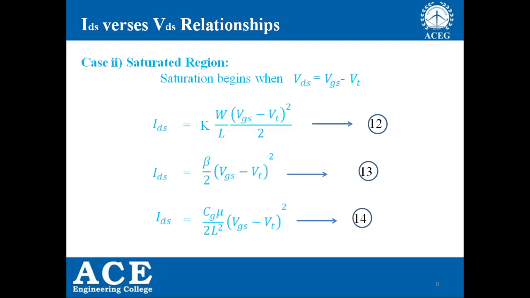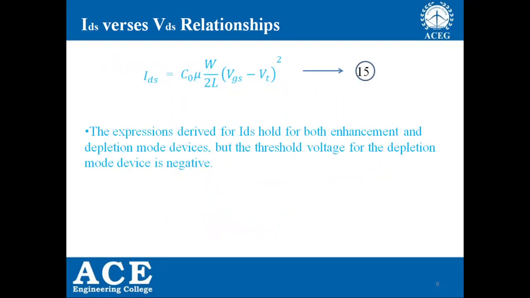So, we will be having IDS equal to K into W by L into (VGS minus VT) whole square by 2. That means IDS in terms of K in saturation region, and IDS equal to beta by 2 into (VGS minus VT) whole square, and IDS equal to Cg into mu by 2 into L square into (VGS minus VT) whole square, and also in terms of C naught, IDS equal to C naught into mu into W by 2L into (VGS minus VT) whole square.